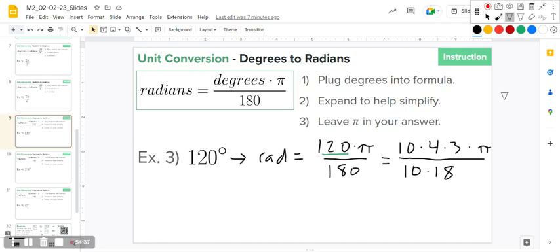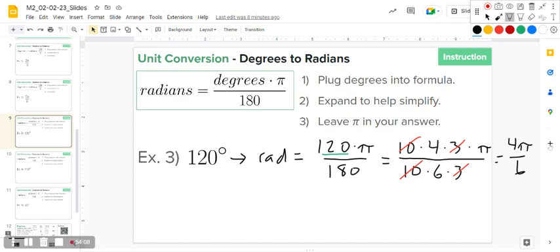And we're probably going to need to break down 18 even further, so let's erase that. And we can break that down into 6 times 3. Okay, and we're starting to hunt for things that show up on both top and bottom. And I see I have a 10 here that we can cross out. Cool. On both top and bottom, there's a 3 we can cross out. And we're left with 4 pi over 6.